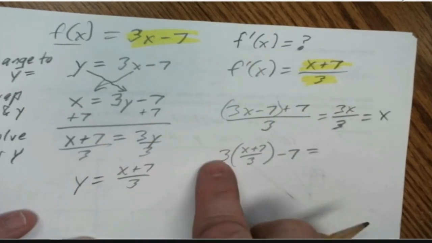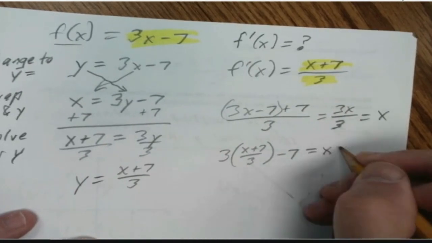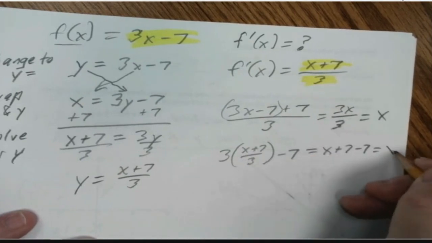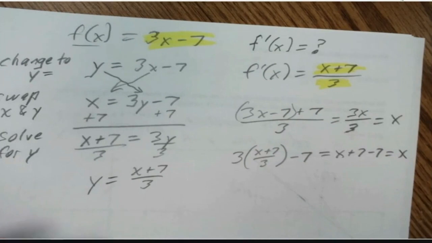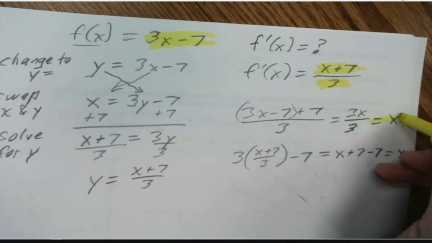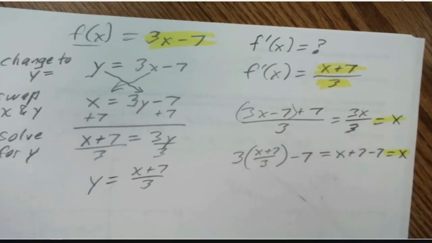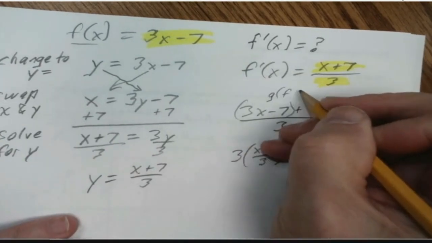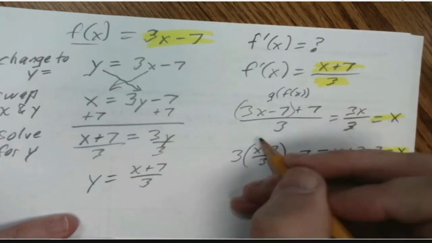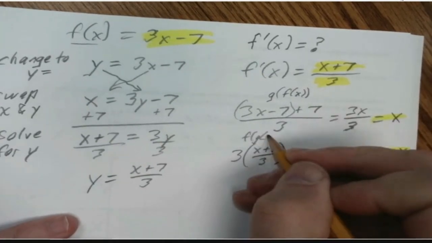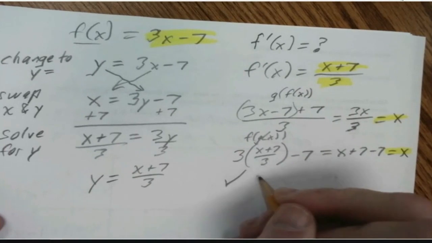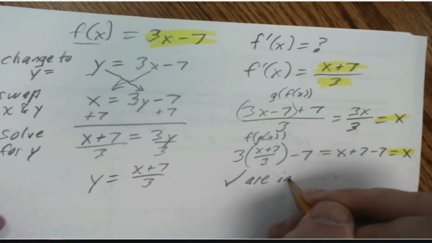Divide by 3, multiply by 3, they cancel each other out. So that's x plus 7 minus 7, which is also x. So that proves, since they both equal x, when we substitute them into each other, this was g of f of x, this is f of g of x. Since they both equal x, then these are inverses.